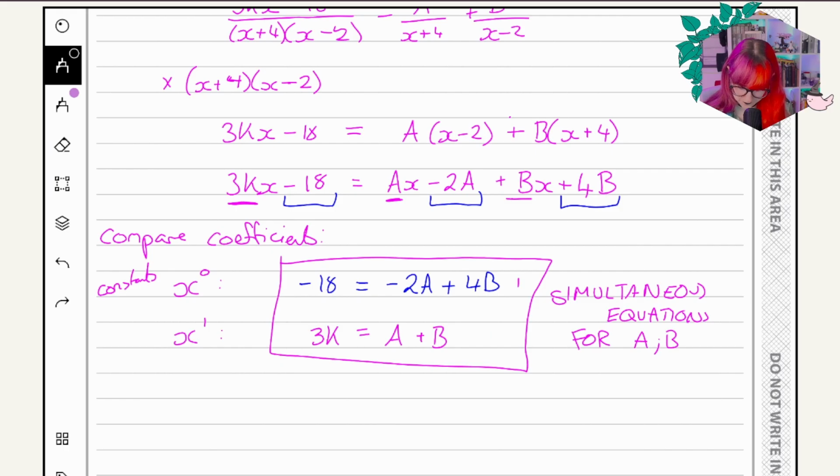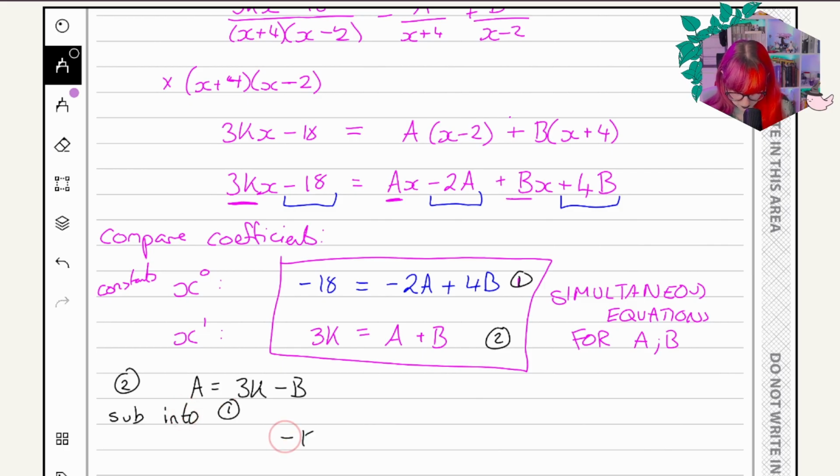Let's go back to black now. This one 1 and this one 2. So we're going to look at 2 first. So I'm going to do A is 3k minus B. Okay, and then I've just rearranged 2, and I'm going to substitute that into 1. So that gives me minus 18 is minus, and then where I had the A, I'm now going to have 3k minus B plus 4b.